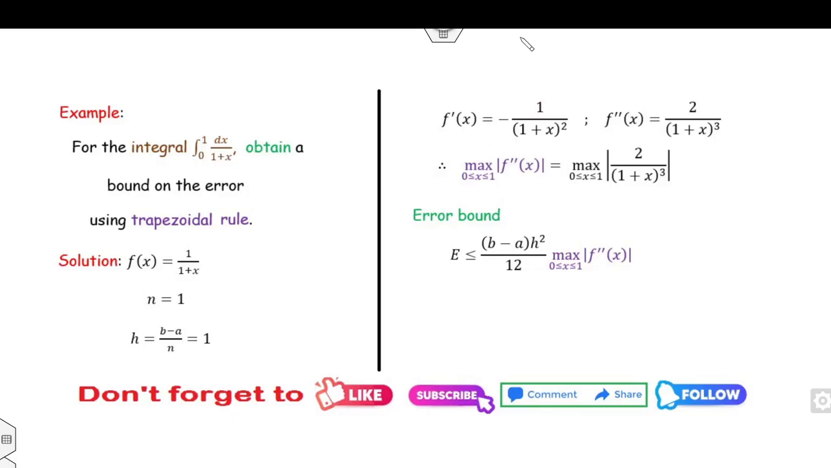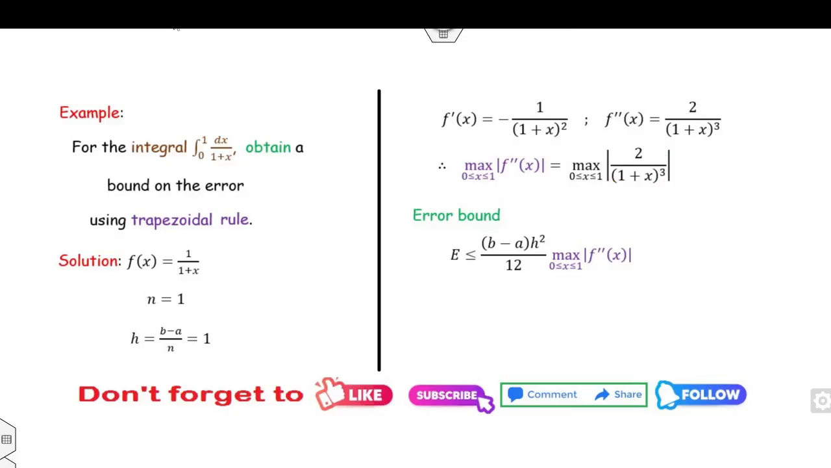Fine. Now how can you find the maximum value? There are two methods. You can consider this quantity as, say, y. Then for the maximum, the first derivative must be 0 and the second derivative less than 0. But there is no need.